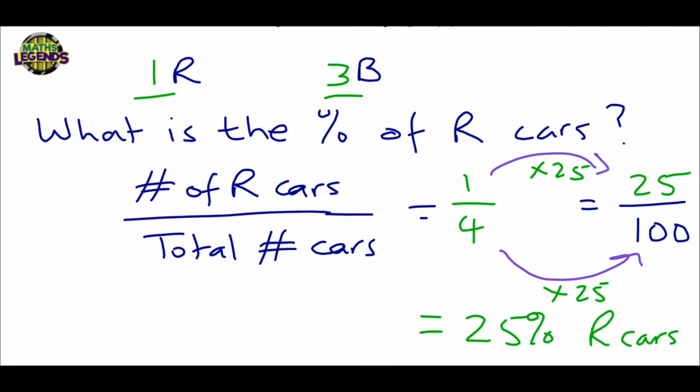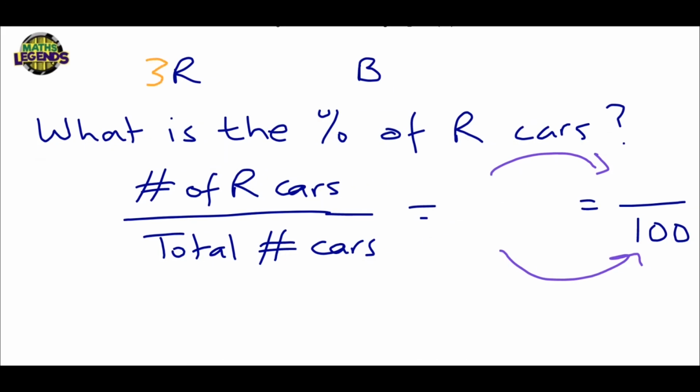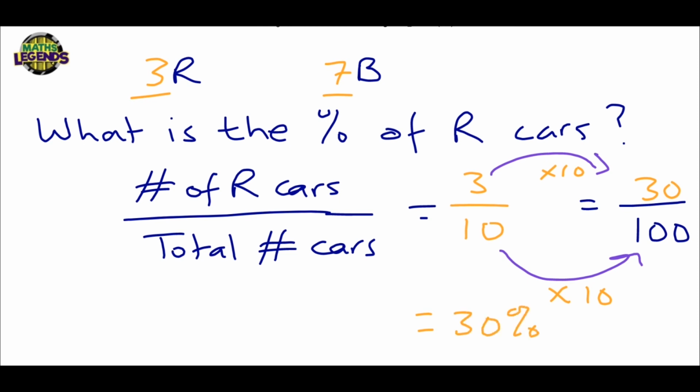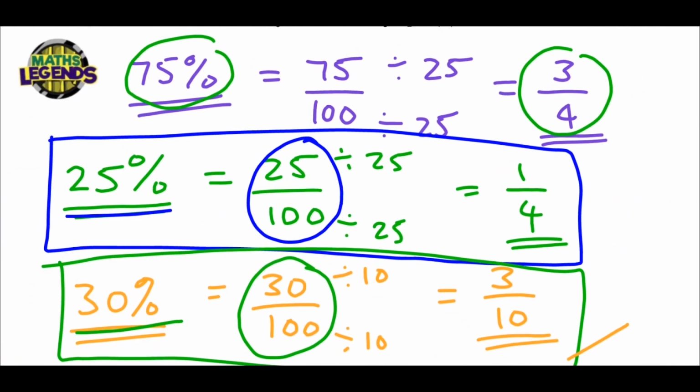Let's look at another example. Let's say we have 3 red cars and 7 blue cars. So the number of red cars that we have is 3, and the total number of cars is 3 plus 7, which is 10. Again, we need to make the denominator equal to 100, so we can multiply 10 by 10 to give us 100, and if we do it to the bottom, we must do it to the top, so that's also times 10. 3 times 10 is 30. So our answer, we've got it in the form of 30 out of 100, which is in the percentage format, 30%. This is consistent with what we saw earlier in this bottom section, where 3 over 10 is equal to 30%.